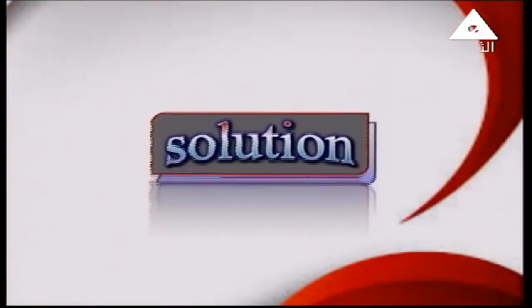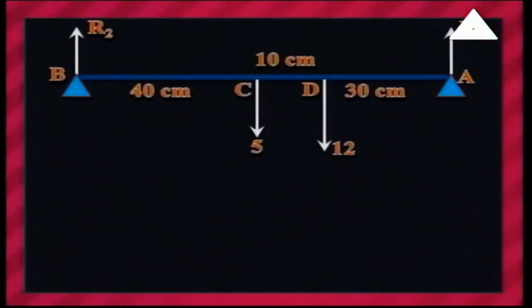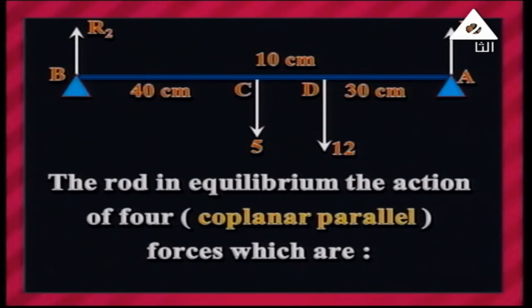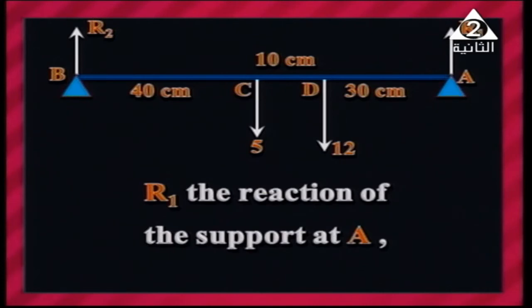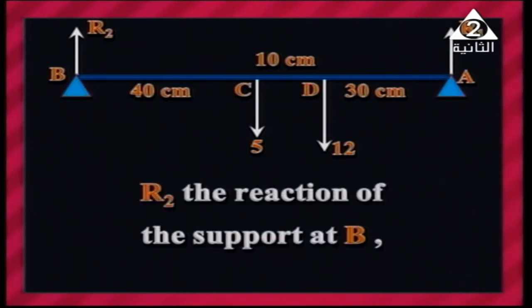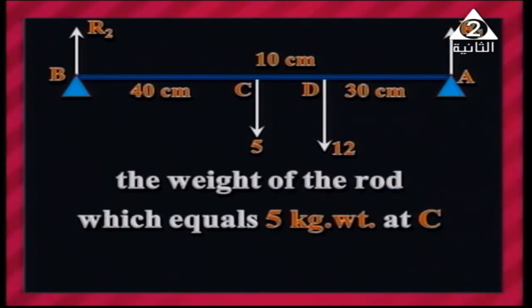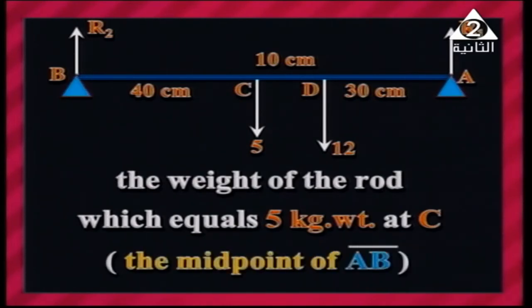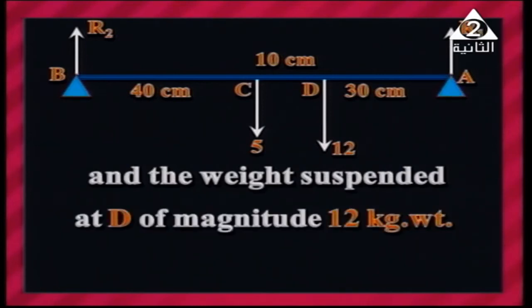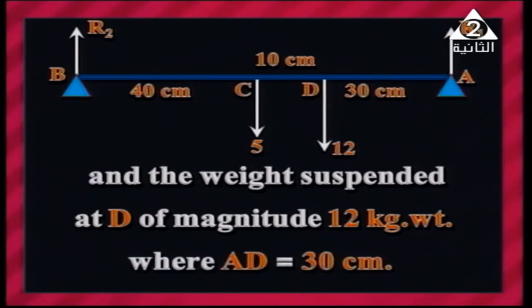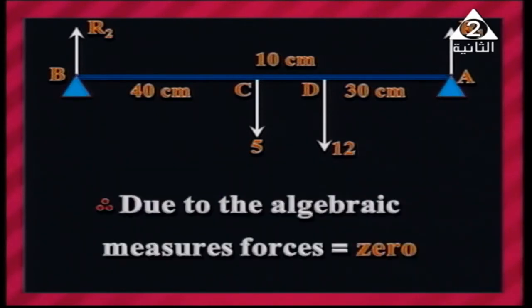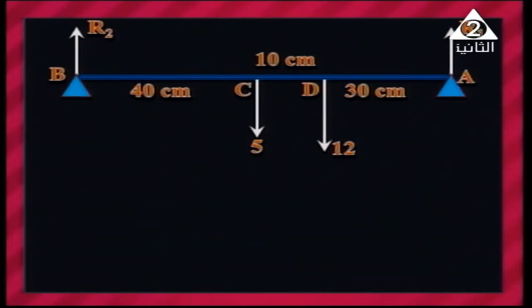Look at the solution. My dear students, look at AB, a rod. The rod is in equilibrium under the action of 4 coplanar forces: R1, the reaction of support A; R2, the reaction of support B; the weight of the rod, 5 kg, at C, the midpoint of AB; and the weight suspended at D, of magnitude 12 kg weight. We know that in equilibrium R1 plus R2 equals 5 plus 12, or 17, where AD equals 30 centimeters. The sum of the algebraic measures of forces equals 0.